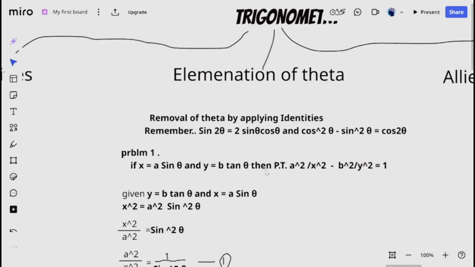And then here I've written, please remember this. Sine 2 theta is equal to 2 sine theta cos theta, and cos square theta minus sine square theta is equal to cos 2 theta. Please remember this. These kind of questions can come. Not exactly these kind of questions, but while solving, maybe if this kind of value comes, then we can substitute in this value, and that's how a question might come, because it came to me once.